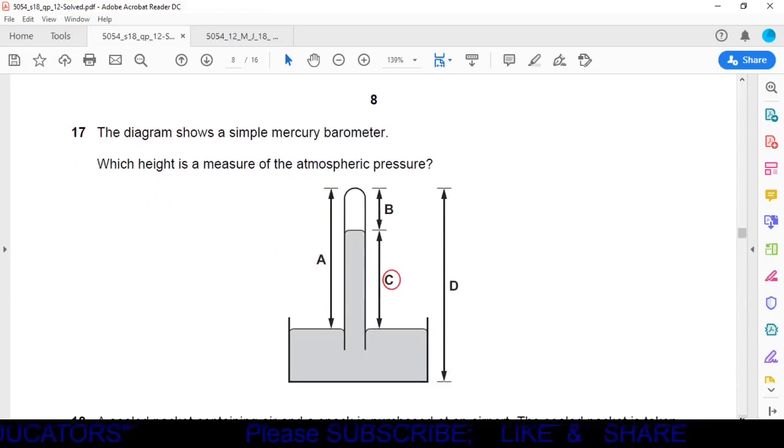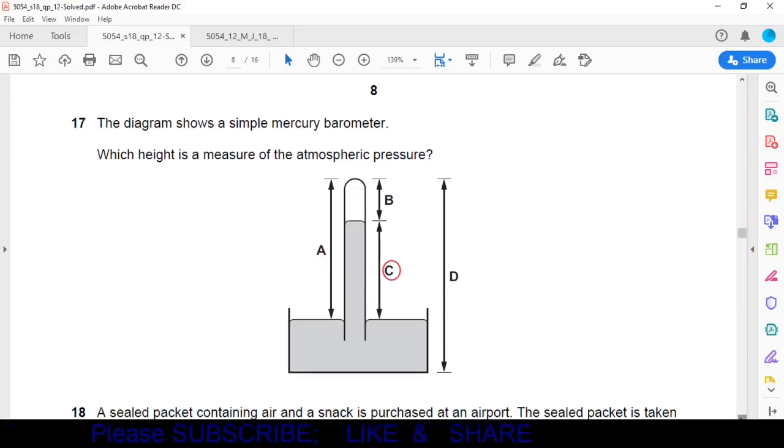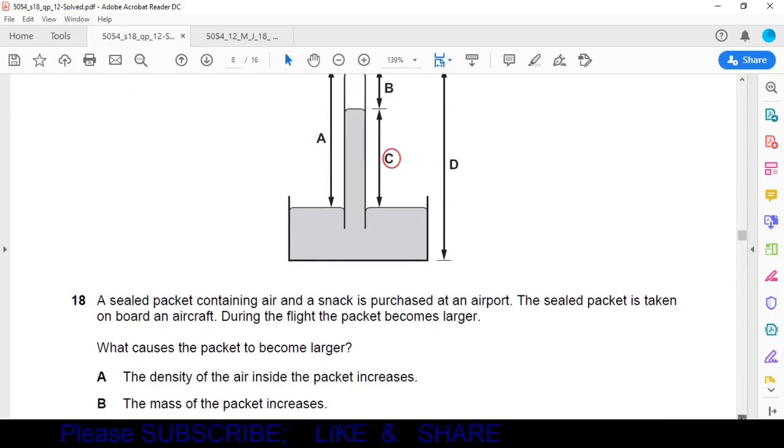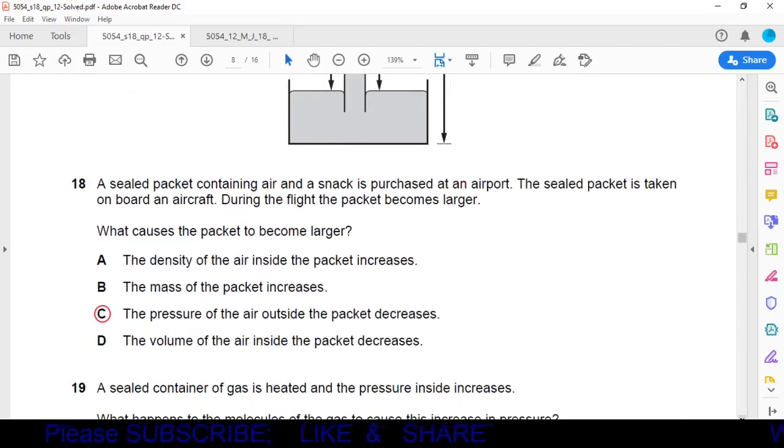Next question, question number 17. The diagram shows a simple mercury barometer whose height is a measure of the atmospheric pressure. It is option C, because the length of the mercury column represents the atmospheric pressure. So option C is the only possible option. C is the correct option. Answer is C.